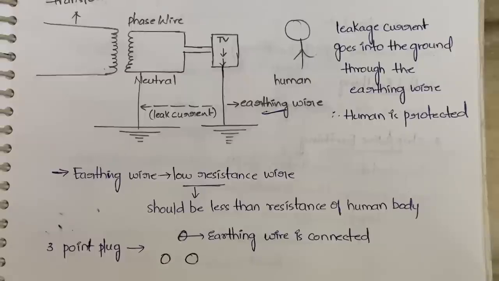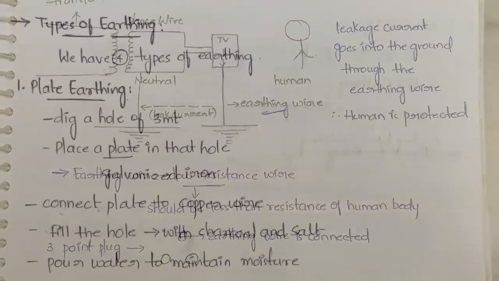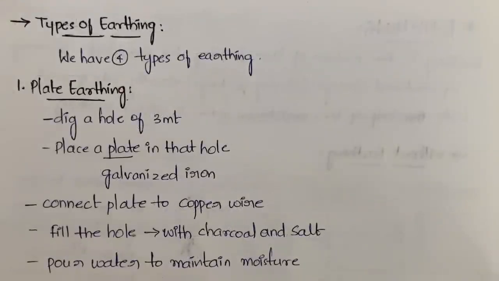Now let us see what are the different types of earthings we have. I hope you guys are clear. If you are using earthing, the human body will not get shock because the leakage current will be going through the earthing wire. If there is no earthing, the human body will get the shock because there is no way for the current to go to the ground. It has to go to the human body. Let us see what are the different types of earthings we have.